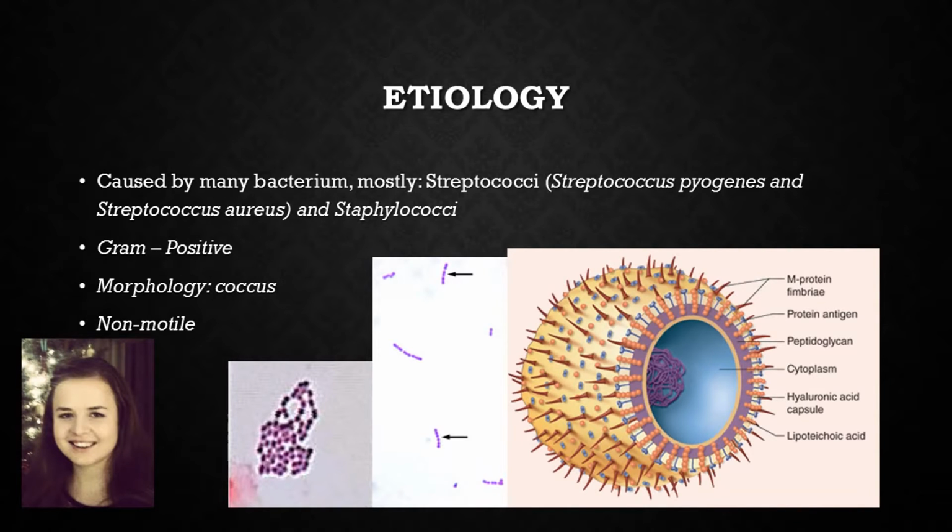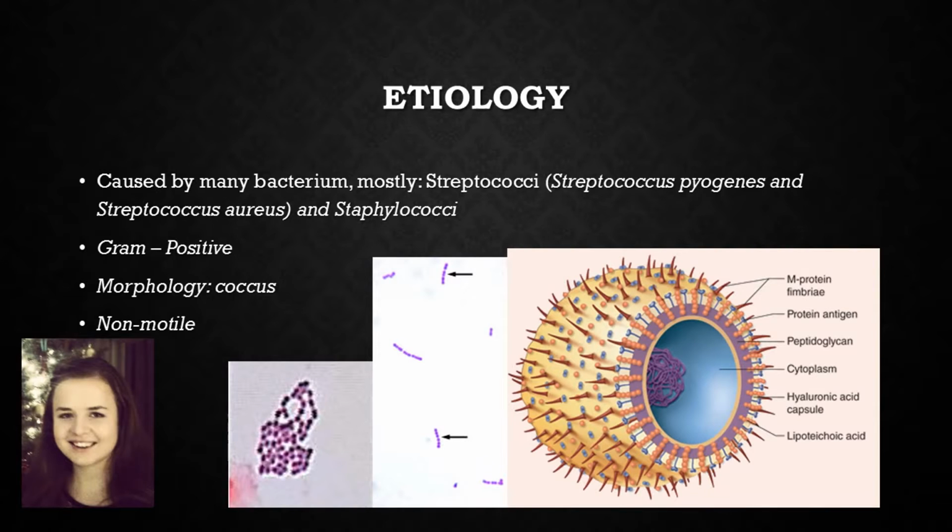So I'm Jackie, and I'm going to start with the etiology of this disease. It's caused by bacteria, but really it's caused by two types of bacteria mainly. The first one's streptococci, mostly Streptococcus pyogenes and Streptococcus aureus. And it's also caused by staphylococci.